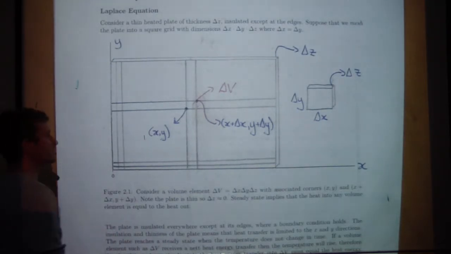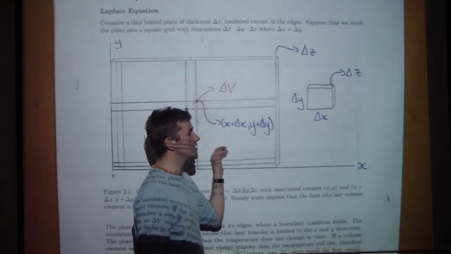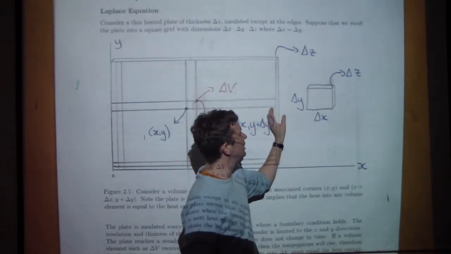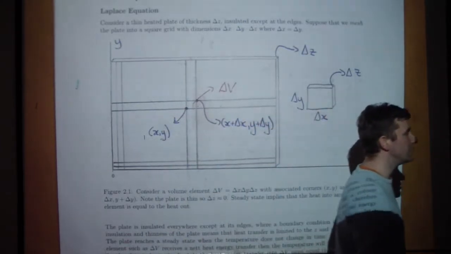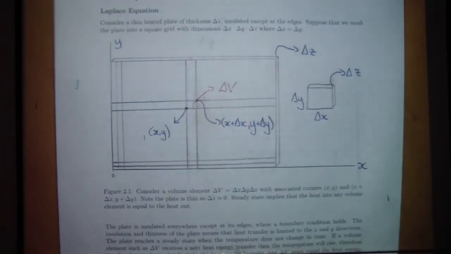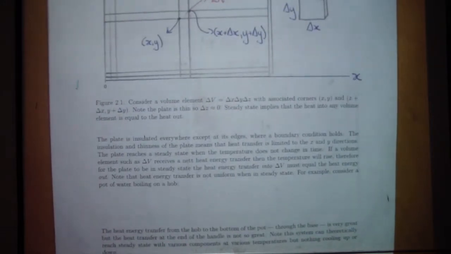Okay, so for steady state temperature, the heat energy in must equal the heat energy out. And if we can write down that equation, that is the equation of steady state. Heat energy into a volume element is equal to the heat energy out. Okay. So you have a clear idea. You should understand these concepts of steady state, and you should understand that concept of heat energy on a rough level. Okay, what do we got?